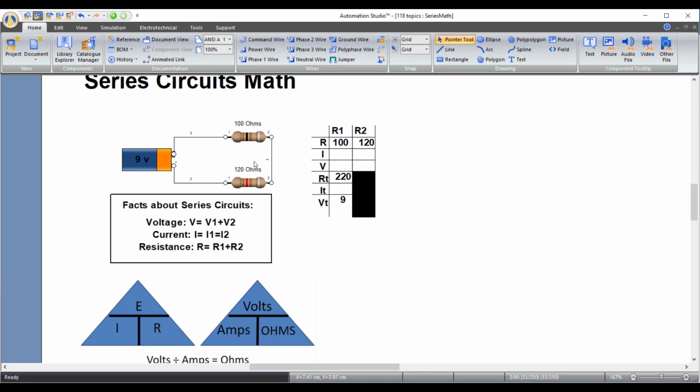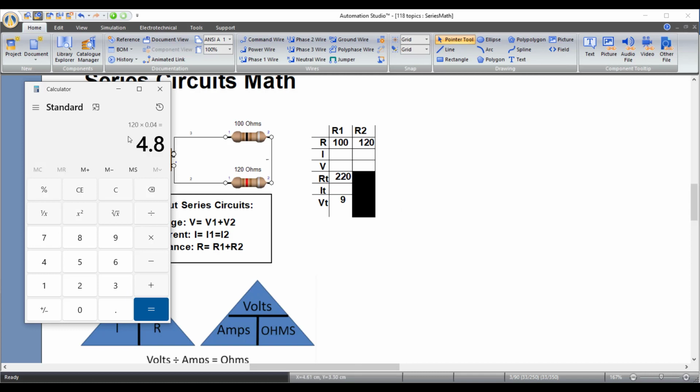So let's look at our circuit here. We already know what the total voltage is, so I put that in. And once we add these two resistances together, we know what the total resistance is, which is 220. Now that we know this, we can move forward and get our current total.